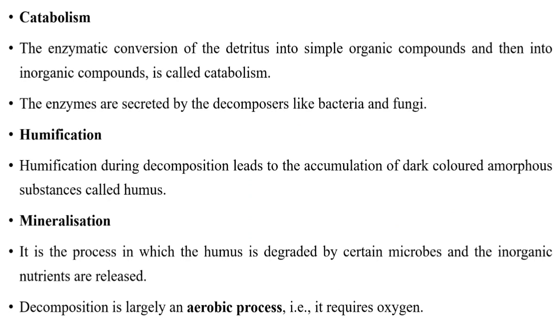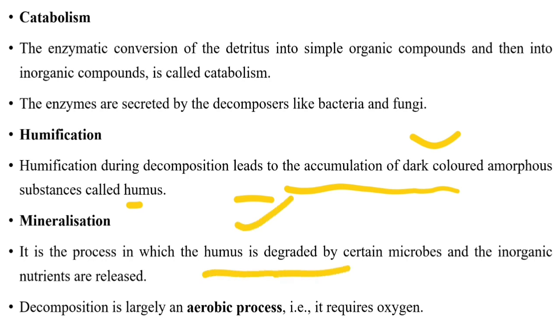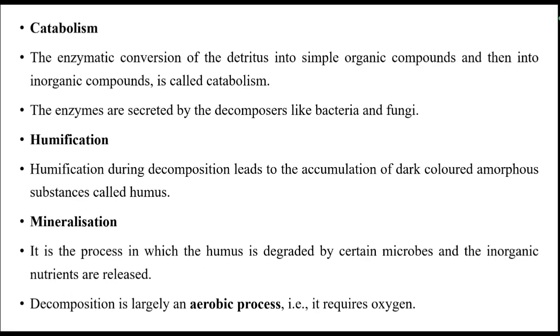Then the next step is catabolism. That means the enzymatic conversion of the detritus into simple organic compounds, then into inorganic compounds. This process is known as catabolism, and it is done by bacteria and fungi. Then humification. Humification during decomposition leads to accumulation of a dark colored amorphous substance called humus in the top layer of the soil. Then mineralization, the process in which humus is degraded by certain microbes and inorganic nutrients are released into the soil. The process of decomposition is an aerobic process, that is it requires oxygen. In the presence of oxygen, decomposition occurs.